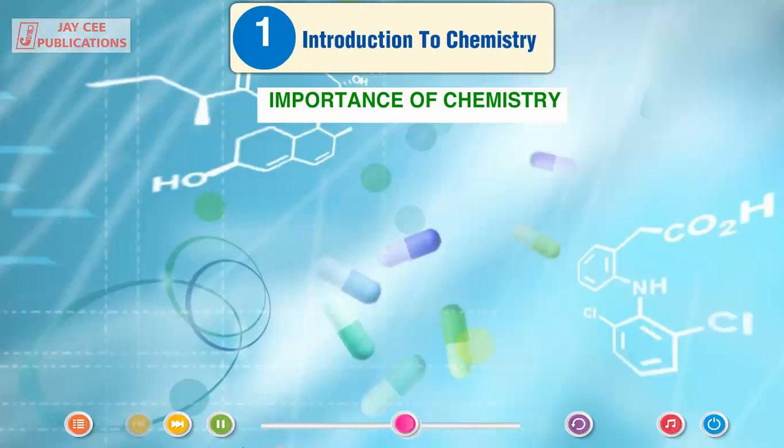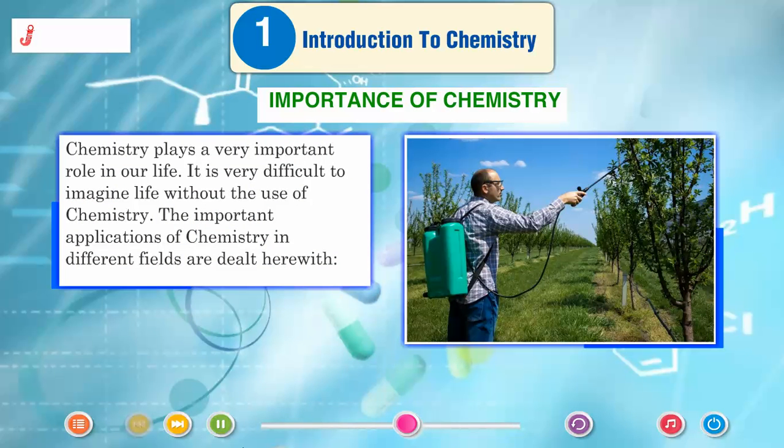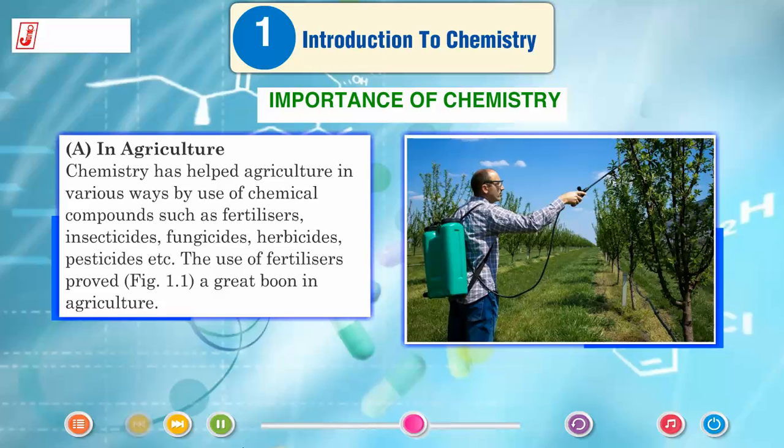Importance of chemistry. Chemistry plays a very important role in our life. It is very difficult to imagine life without the use of chemistry. The important applications of chemistry in different fields are dealt with here. In agriculture, chemistry has helped in various ways through the use of chemical compounds such as fertilizers, insecticides, fungicides, herbicides, pesticides, etc. The use of fertilizers proved, Figure 1.1, a great boon in agriculture.